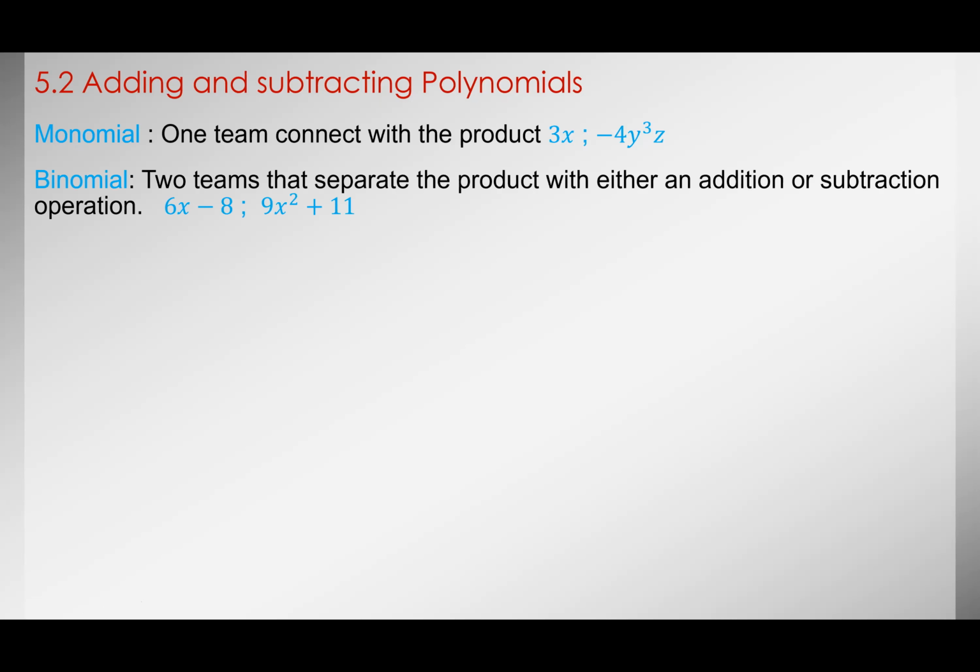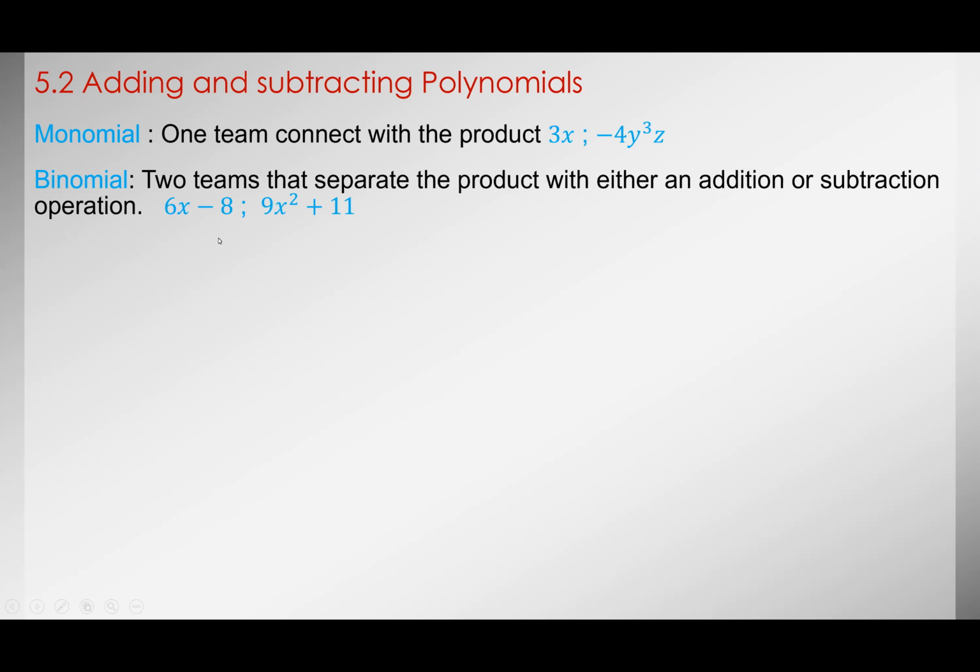So binomial, bi meaning 2, means we have 2 terms. And as you can see, the 2 terms we have here are 6x, that's one term, and a constant 8, that is another term. So 6x minus 8, that is 2 terms, or 9x squared plus 11. So as long as they are separated by addition or subtraction, then it's 2 terms.